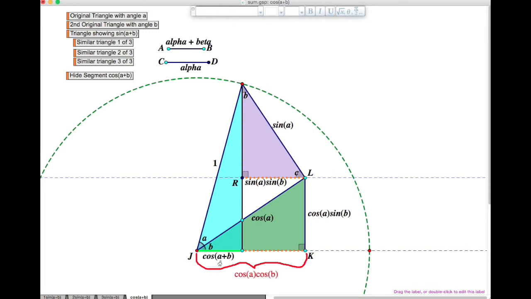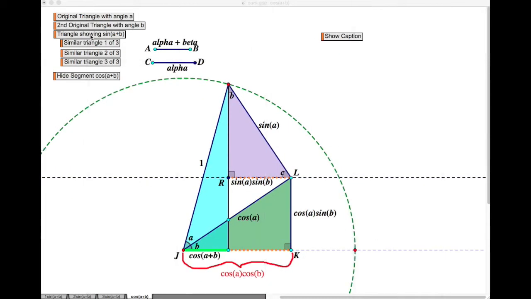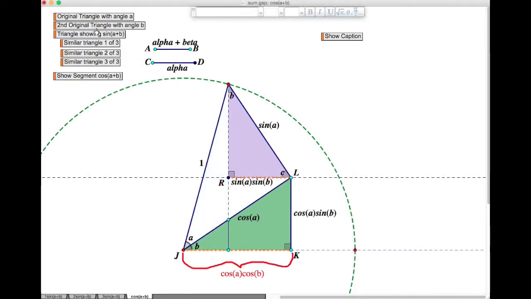Here's a hint. Consider the leg lengths that you already know. Going back to our original green triangle, shown here, we see that its base leg, which is also the line JK, is cosine A cosine B. We also see that this base leg, the line RL, of our purple triangle is sine of A sine B. From the diagram, you can see that sine A sine B plus the segment that we're looking for, cosine A plus B, is equal to the line JK, which is cosine A cosine B.